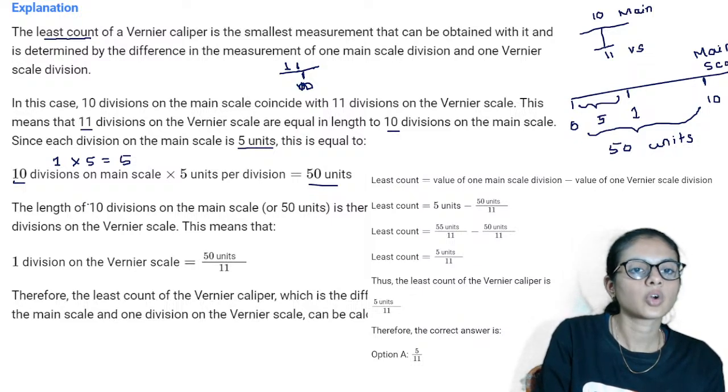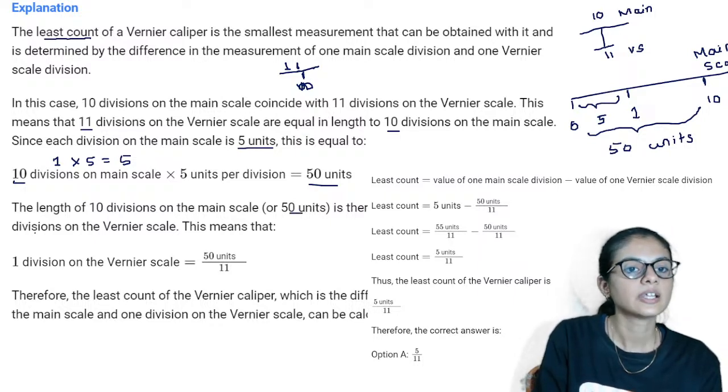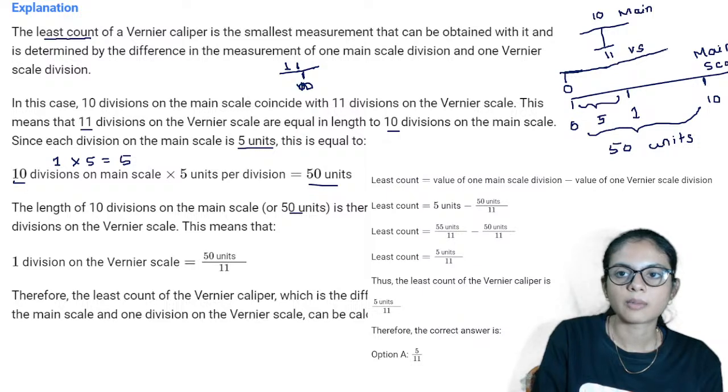The length of 10 divisions on the main scale is equal to 50 units, which is 11 divisions on the vernier scale. This means that one division of the vernier scale is equal to 50 units divided by 11. Why? Because the one digit of the vernier scale, we don't know where it is, right? This is 0 of the vernier scale. I'm drawing the vernier scale now. So the 11 is here, on the vernier scale. But where is 1? We don't know that. So how do we point out where 1 is?